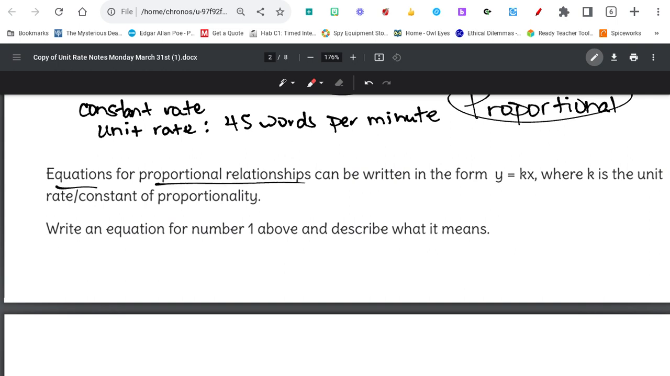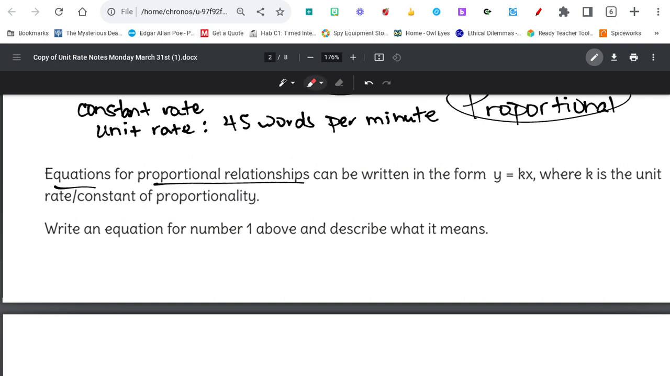Equations for any proportional relationship can be written in this form, guys. Y equals kx. Now, what does all this mean? So you all should know that y is your dependent variable. X is your independent variable. And k is your unit rate. A unit rate is also sometimes called a constant of proportionality.